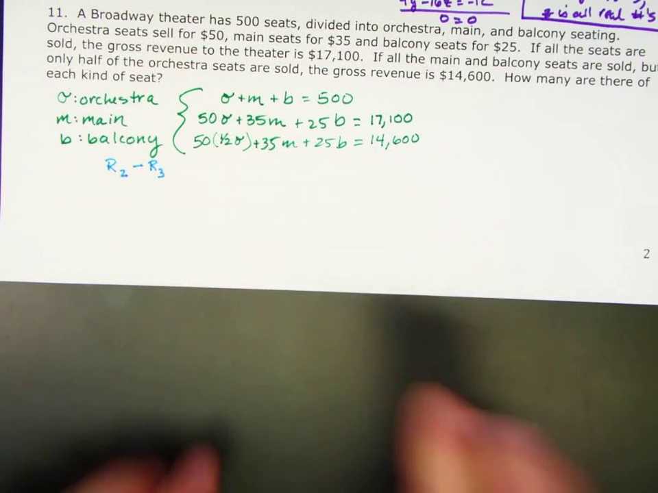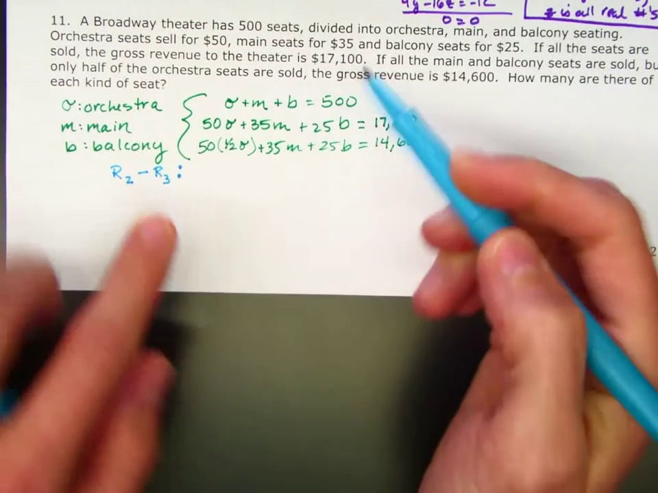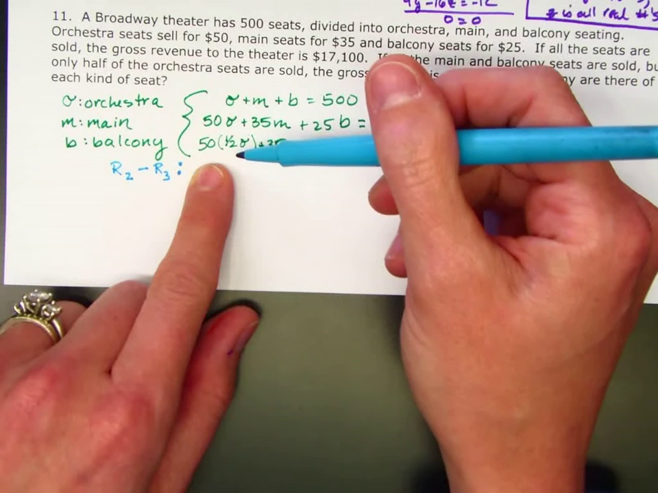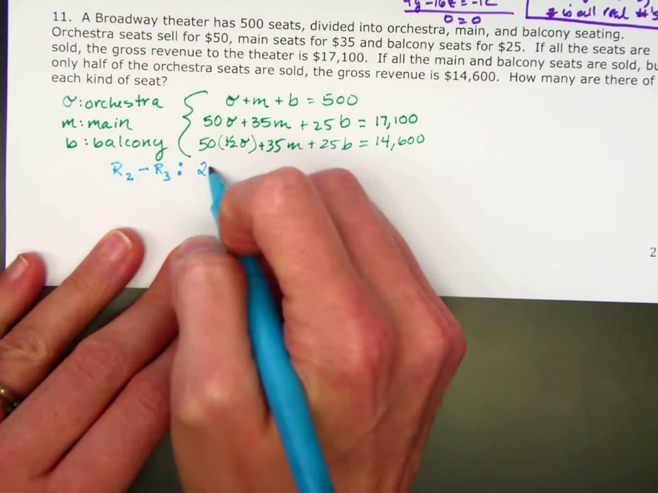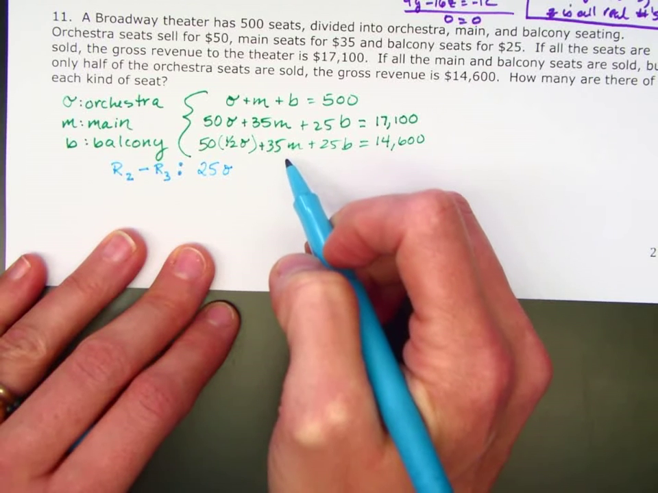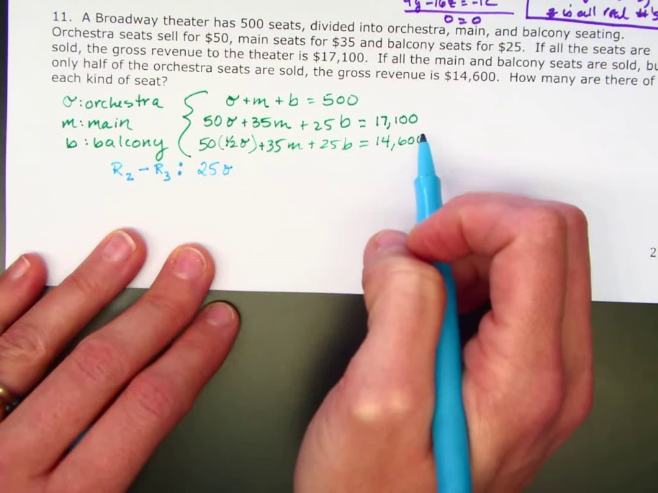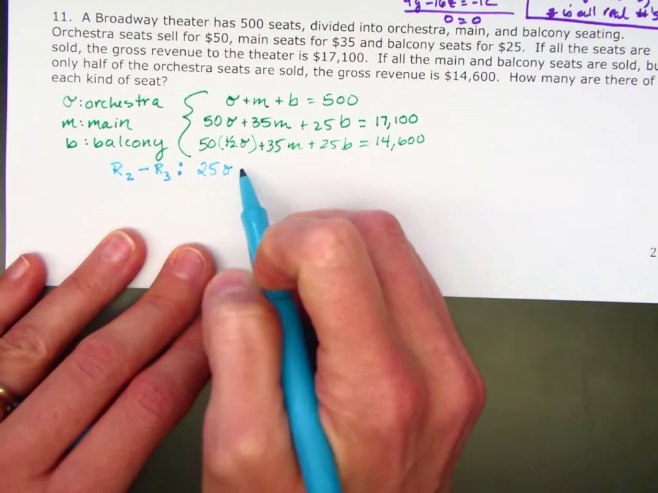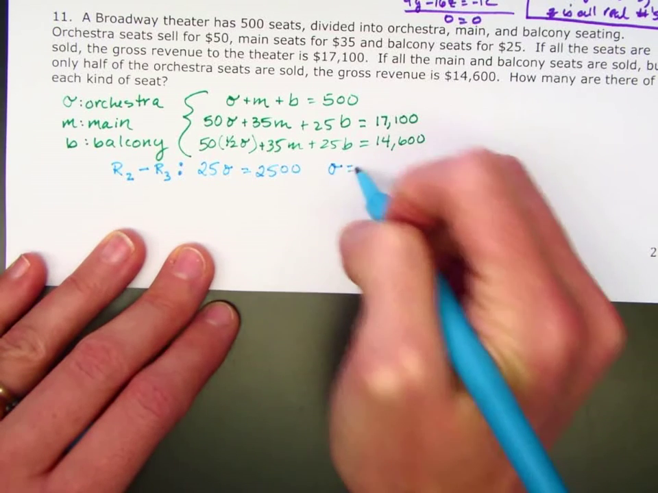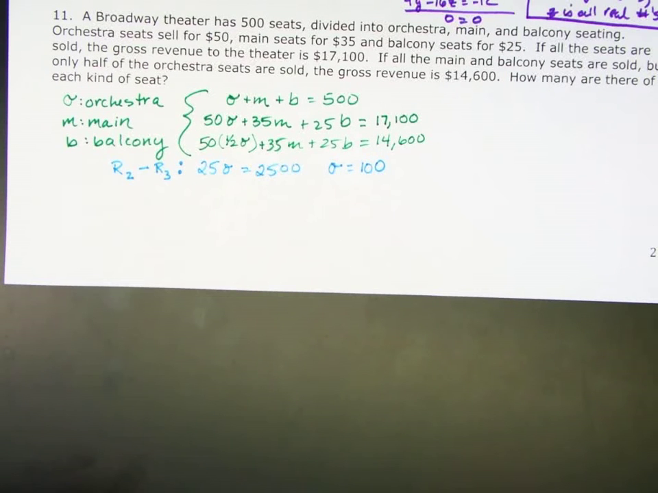Okay, so I'm going to subtract them. Because I'm only subtracting them and not multiplying, I'm going to go right to the answer. So here's 50, and I'm subtracting row 3. Well, what's 50 times a half? So 50 minus 25 is just 25 times the orchestra. 35 times the main minus 35 is 0. 25 balcony minus 25 balcony is 0. And then 17,100 minus 14,600 is going to be 2,500. So I have solved for the orchestra seats. There are 100 seats. So I know that already. There's going to be 100.